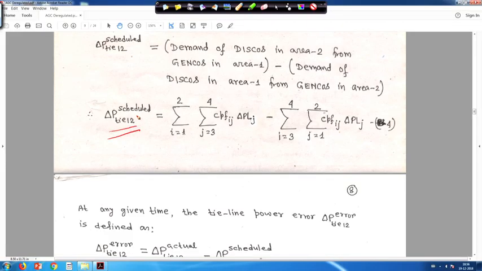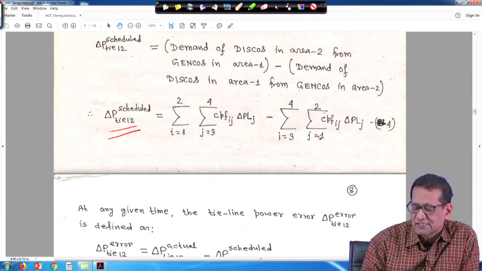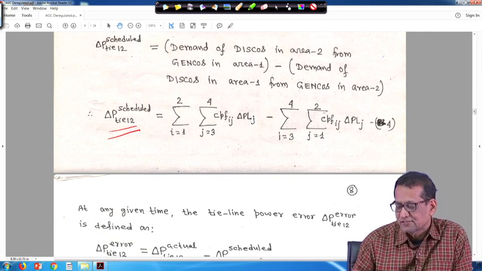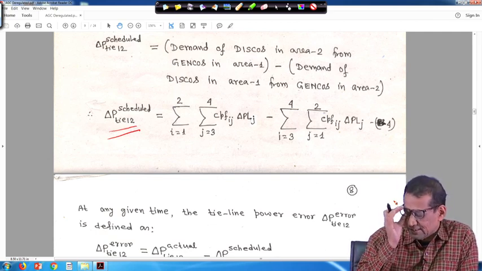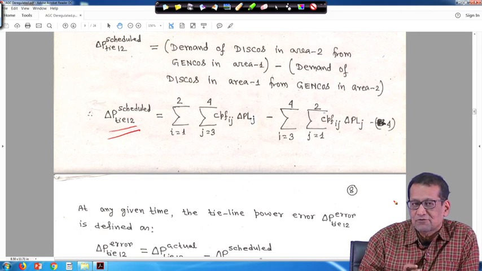In the previous lectures we have seen that delta P tie 1-2 scheduled, the tie-line power flow, is the sum over i equal to 1 to 2, j equal to 3 to 4, of Cpf ij into delta PLj, minus the sum over i equal to 3 to 4 and j equal to 1 to 2 of Cpf ij delta PLj. This one we have actually discussed and told you how to do.